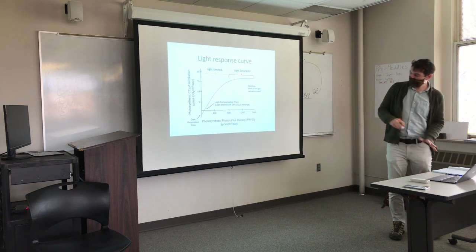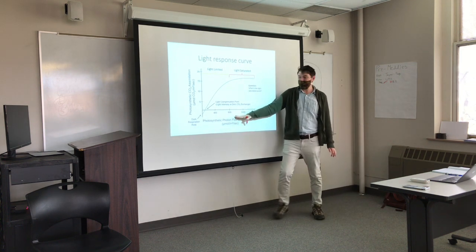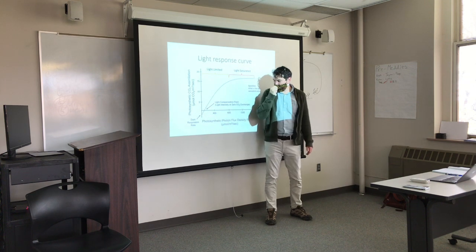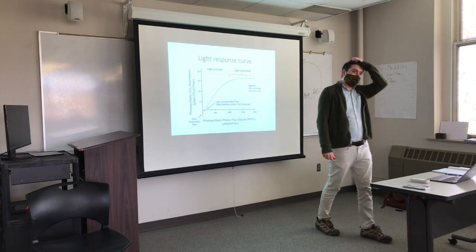Is that a question in the back? You okay? Okay, good. So there's a few important points now that we've talked about the axes and the general shape of this graph. Down here, this intercept is called the dark respiration rate. Does anyone remember why it's called the dark respiration rate?